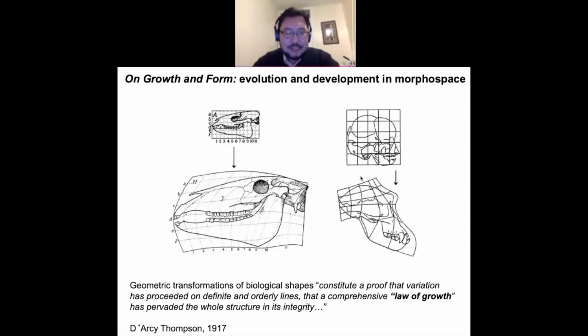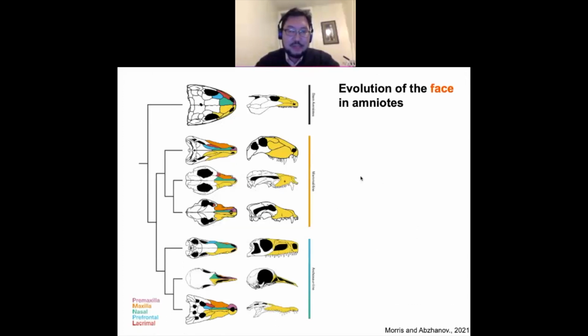And he writes in his book that these transformations of biological shapes constitute a proof that variation has proceeded on definite and ordinary lines, that a comprehensive law of growth has pervaded the whole structure in its integrity. So he's talking here about an underlying mechanism that explains this. And of course, now it is developmental biology that is trying to provide that mechanism.